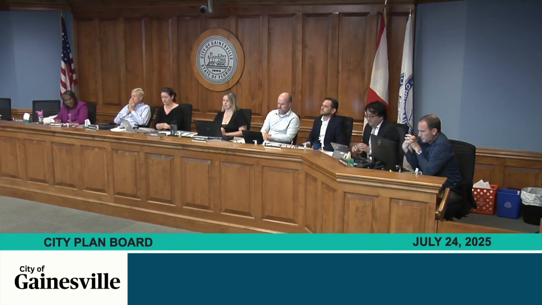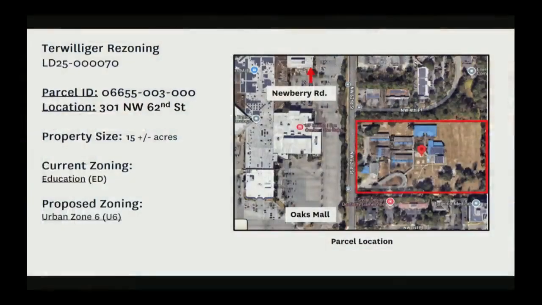Thank you. My name is Ari Rabinovich. I'm a planner with the Department of Sustainable Development. The item for you is a rezoning for the former Terwilliger Elementary School. The item number is LD 25-000070. And again, just showing you the parcel location, Newberry Road off to the north, Oaks Mall to the west. The parcel size is approximately 15 acres. Current zoning designation is education, and the proposed designation is U6.